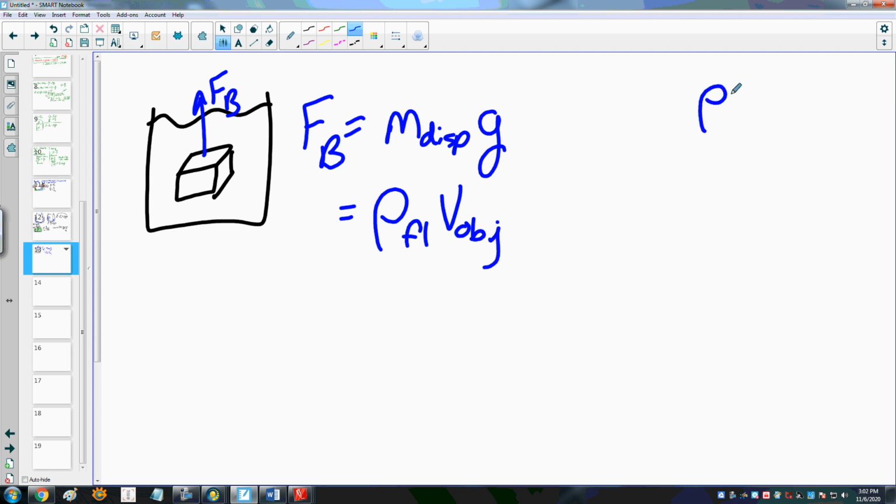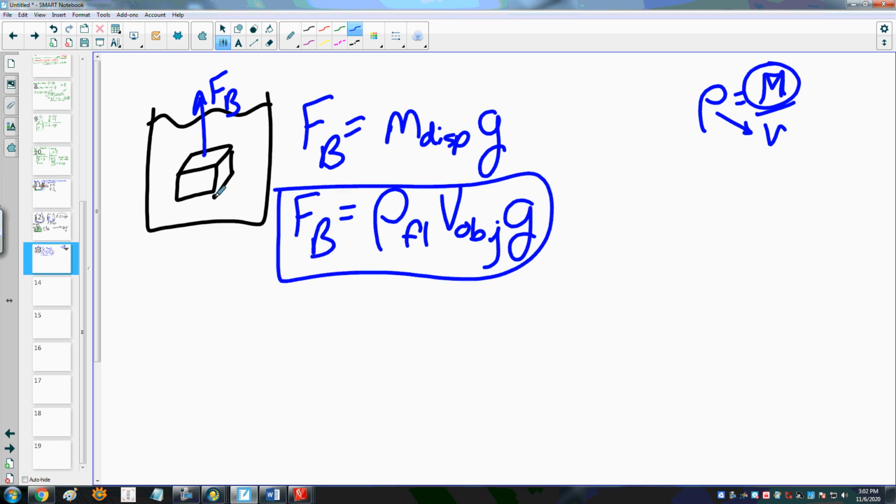And I just get this from the density definition. Density is mass over volume. So the density of the fluid times the volume of the object gives me the mass, and then I multiply this times g. So this is the buoyant force. And this comes up in a variety of different ways. I've given problems where you have, say, an object that's not fully submerged.